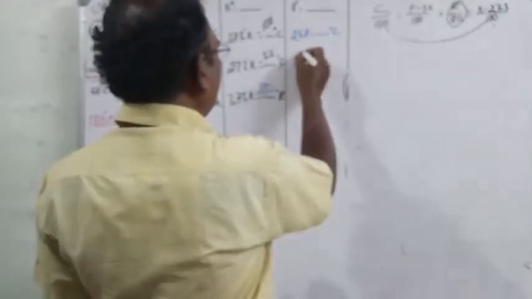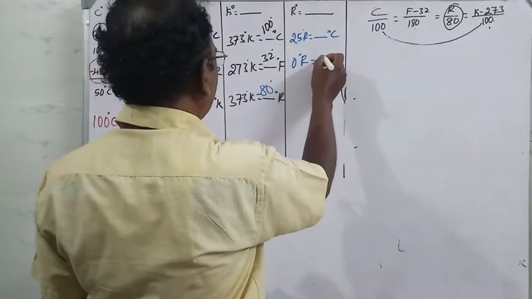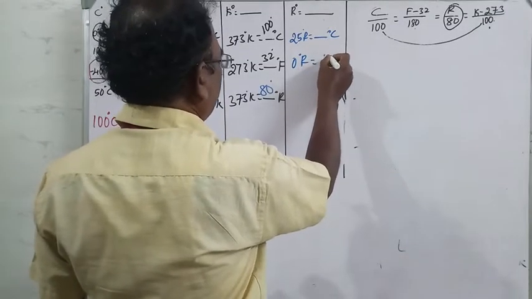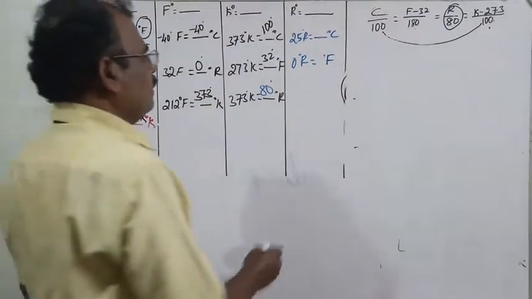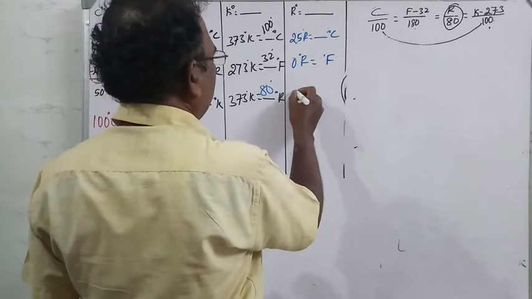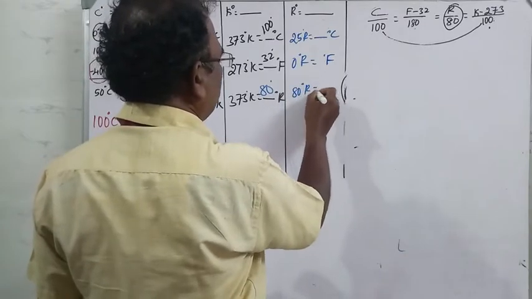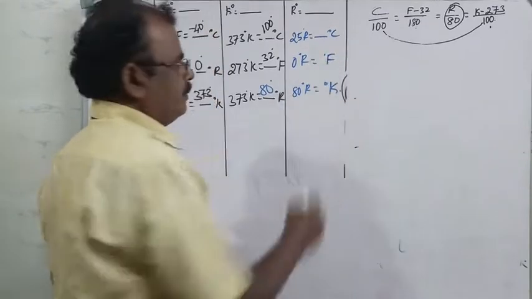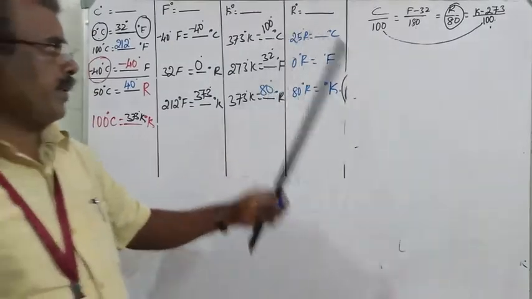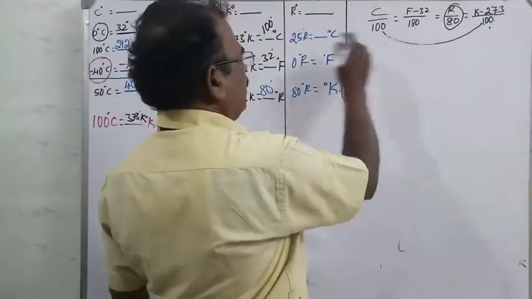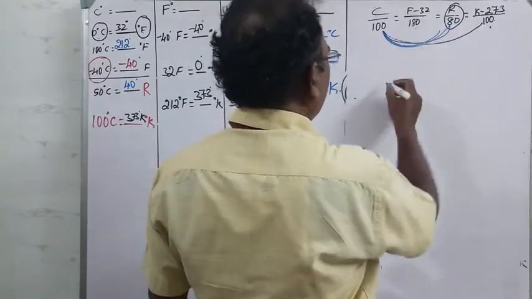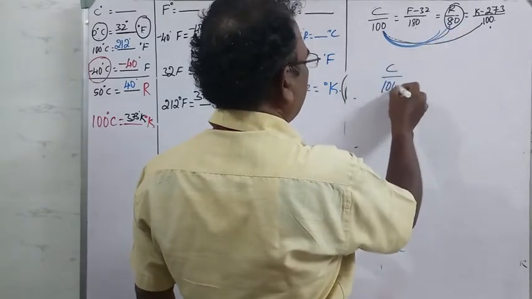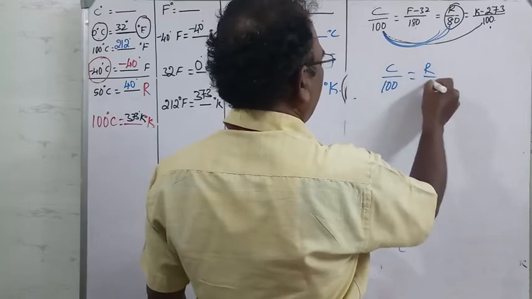0 degree Reaumur is equal to dash degree Fahrenheit. Next, 80 degree Reaumur is equal to dash degree Kelvin. Now compare the first one, R and C. This is very simple. C by 100 is equal to R by 80.